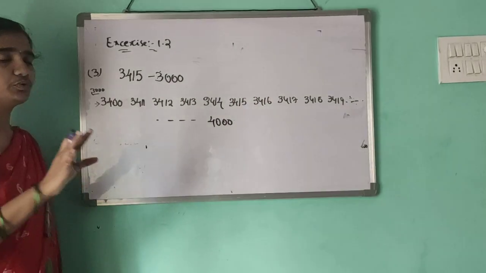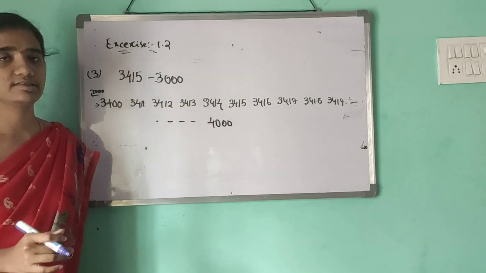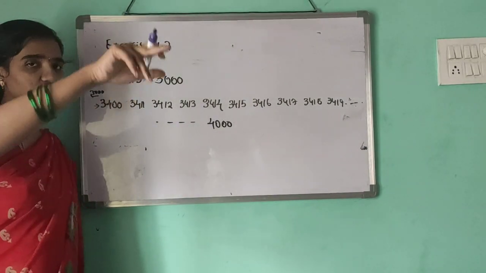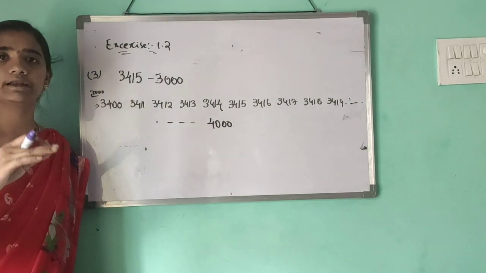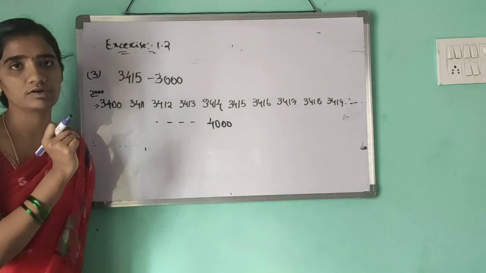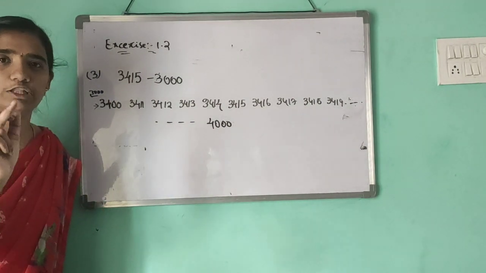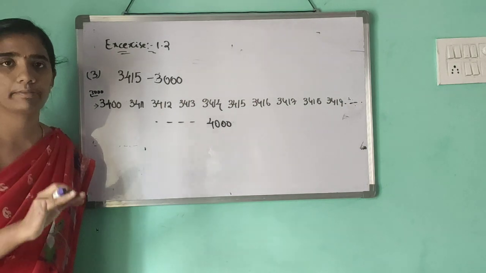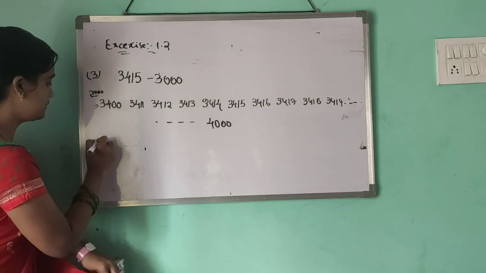To decide which is nearest, you have to check once. For 3415, after that we reach 4000. So 3415 to 4000 has so many numbers in between, a long distance. Compare 3415 to 3000: which is the nearest number? 3000 is the nearest. In between 3415 and 3000 there are 415 numbers, so the nearest number is 3000. Coming to the next one.